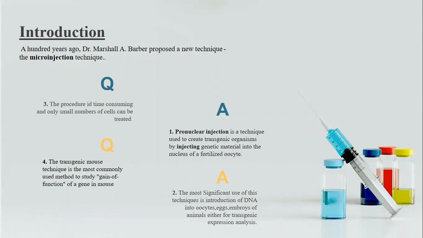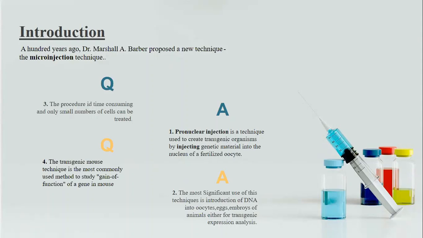Hundreds of years ago, Dr. Marshall A. Barber proposed a new technique, the microinjection technique. Microinjection is the process of using a glass micropipette to insert a microscopic substance into a single living cell. The first point is single living cell. It is used to create transgenic organisms by injecting genetic material into the nucleus of a fertilized oocyte.